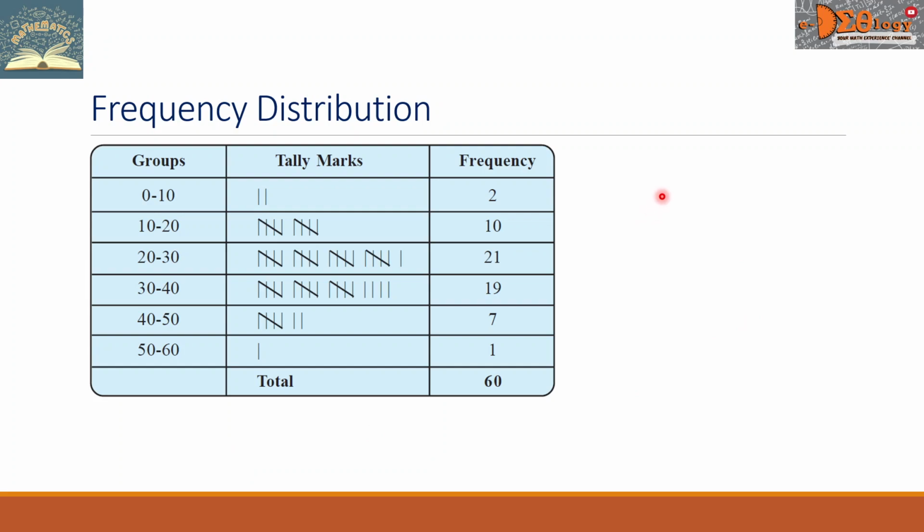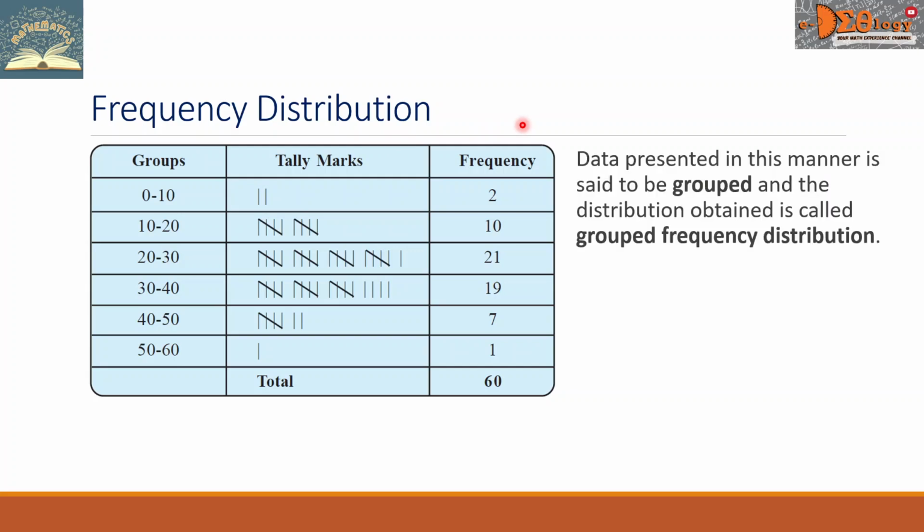Our data a while ago we can represent in this type of table. We have the first column where we write all the groups from 0 to 10, 10 to 20, 20 to 30, 30 to 40, 40 to 50, 50 to 60. The second column is for the tally marks, and the third column is for the frequency. Data presented in this manner is said to be grouped, and the distribution obtained is called grouped frequency distribution.